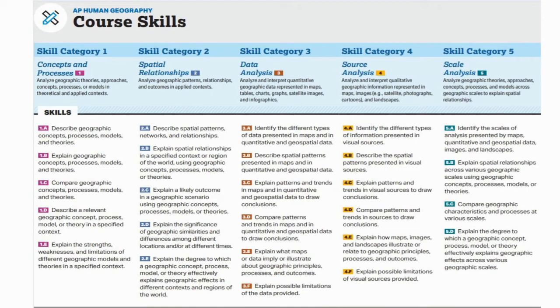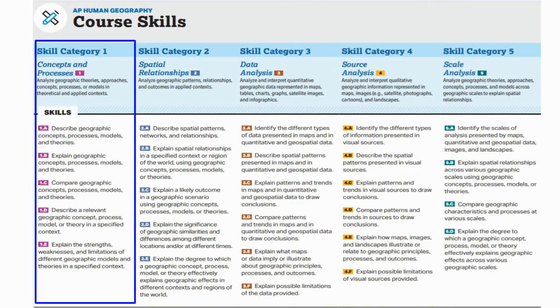So my thinking is that we're going to focus on one of these skill categories per week until the end of the review time until we get to the test. So we're going to start this week with skill category 1. 2 will be next week. I'm going to combine 3 and 4 the following week, and then we'll end with, I don't know why this seems to be our arch nemesis, maybe it's just me, skill category 5, scale analysis, and we'll end with that.